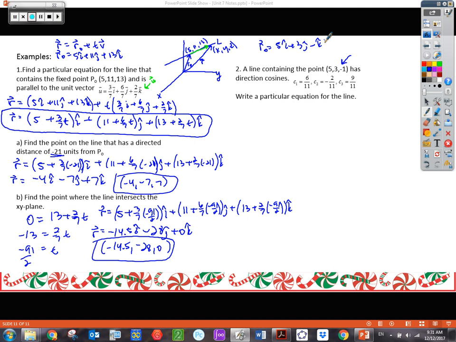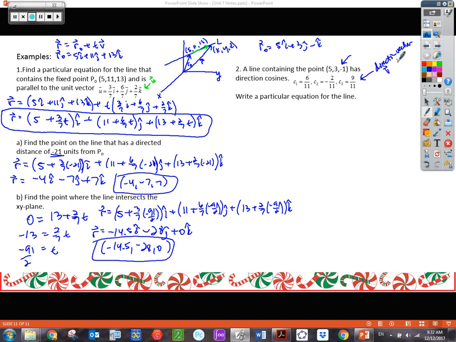Okay, so that gave us r naught. And direction cosines, let's think about that from yesterday. What did we use direction cosines for yesterday? To find direction angles, right? We also used them to write a unit vector in the direction of the line that we're looking at. So that's what we're going to use these for. We're going to use these to write vector v. This is the basis for our direction vector, which is vector v.